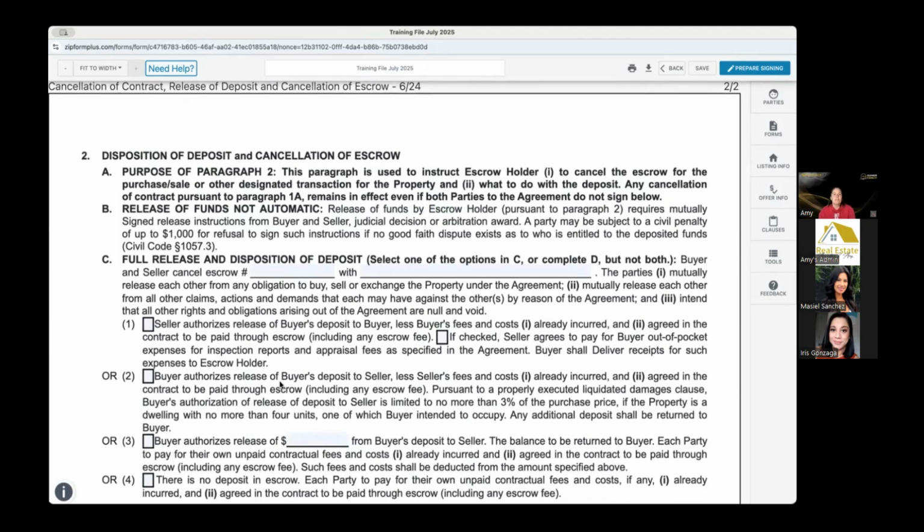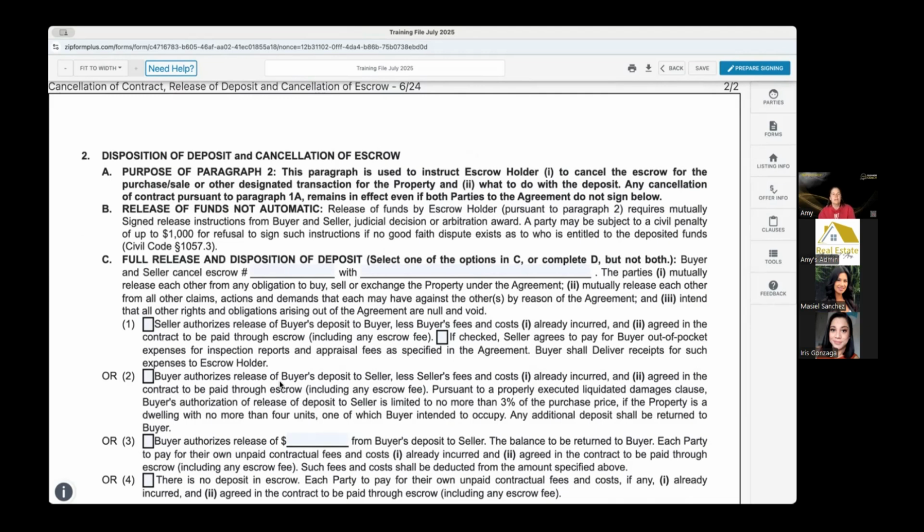Okay, B is release of funds not automatic. The release of funds by escrow holder pursuant to paragraph 2 requires mutually signed release instructions from buyer and seller, judicial decision or arbitration award. A party may be subject to civil penalty of up to $1,000 for refusal to sign such instructions if no good faith dispute exists as to who is entitled to the deposited funds. Okay, that's a really good paragraph to point out to the other agent if they're having problems getting this form signed.